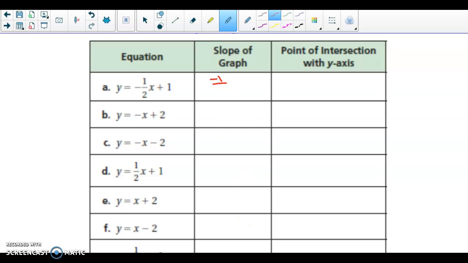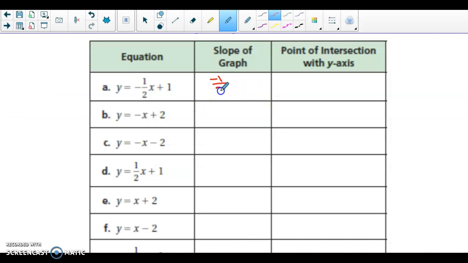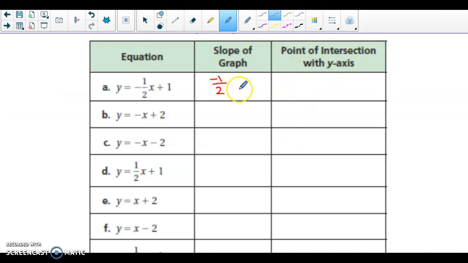Now we're going to have to do our run. So we're going to go down 1, and then we're going to go to the right 2. And when we go to the right, it's positive. So there's our slope. Down 1, right 2. So negative 1/2 is our slope. Alright, now point of intersection with the y-axis.